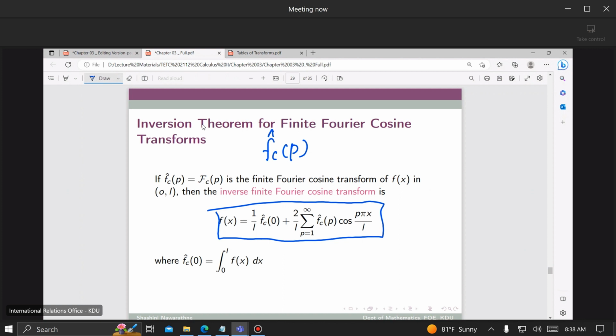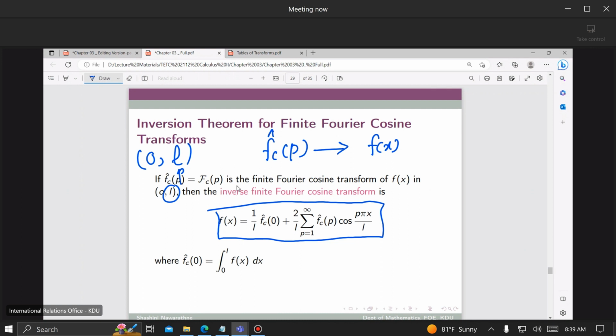If we have a finite Fourier cosine transform of a function and we are asked to find the respective function starting from this one, then you use this formula. In this formula, we can say that f of x is equal to 1 over L. Here also L is the period. So that means we are going to consider from 0 to L. So L is the length of the interval, and then this f hat 0.